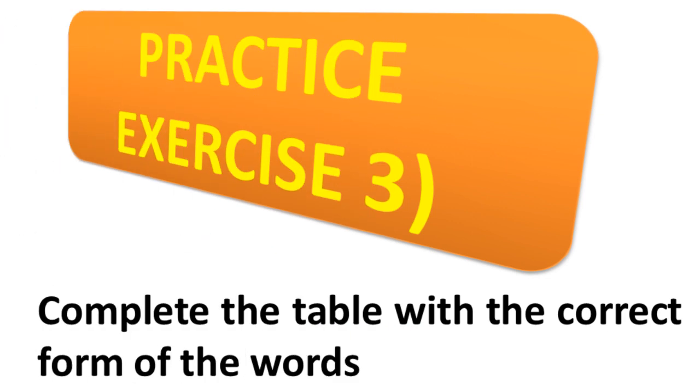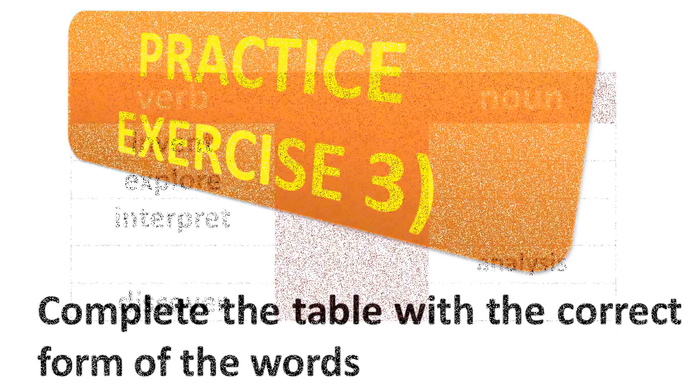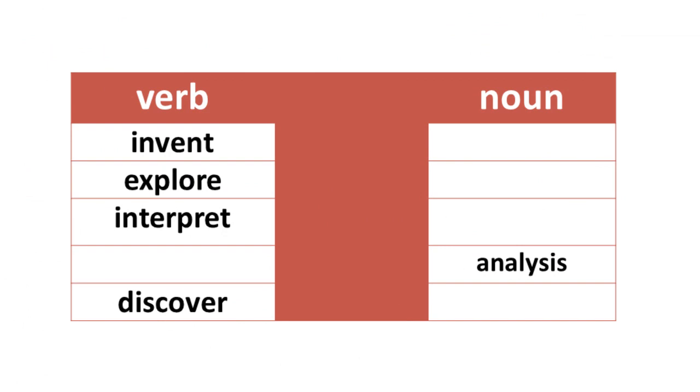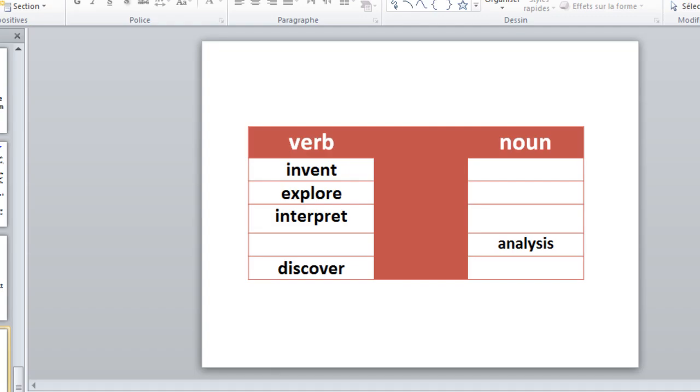Practice exercise 3. Complete the table with the correct form of the words. So this is a practice of word formation. You are required to create new words from the given words. The first word is a verb, invent. The noun that can be formed from the verb invent is invention.